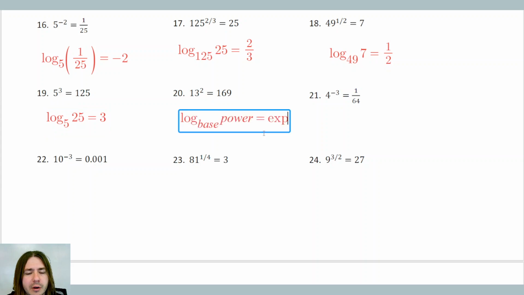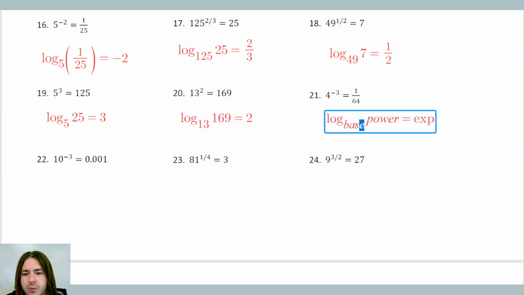For number 20, we've got log base 13 of 169 equals 2, because 13 squared is 169. For number 21, our base is 4. Our power is 1/64, so I'm going to put that in parentheses.